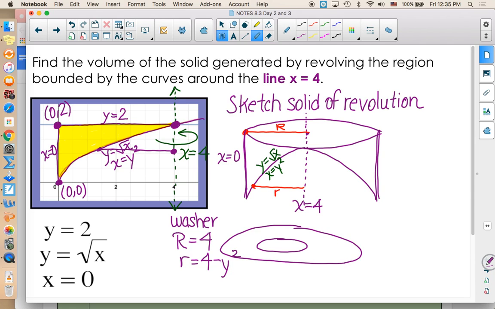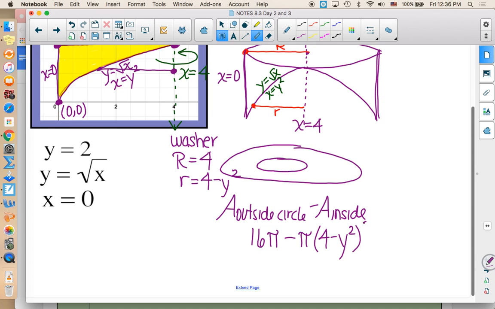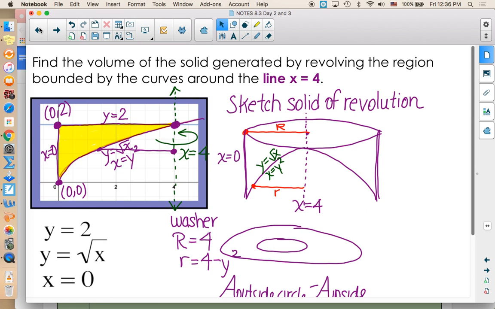So area for our washer then is going to be the plan we've talked about all along. Area for that's going to be area of the outside circle minus area of the inside circle. So in our case, 4 squared pi will be 16 pi, pi r squared for the outer circle, minus pi r squared for our inner circle. With the area then, the integration is going to go the same way to get our volume.